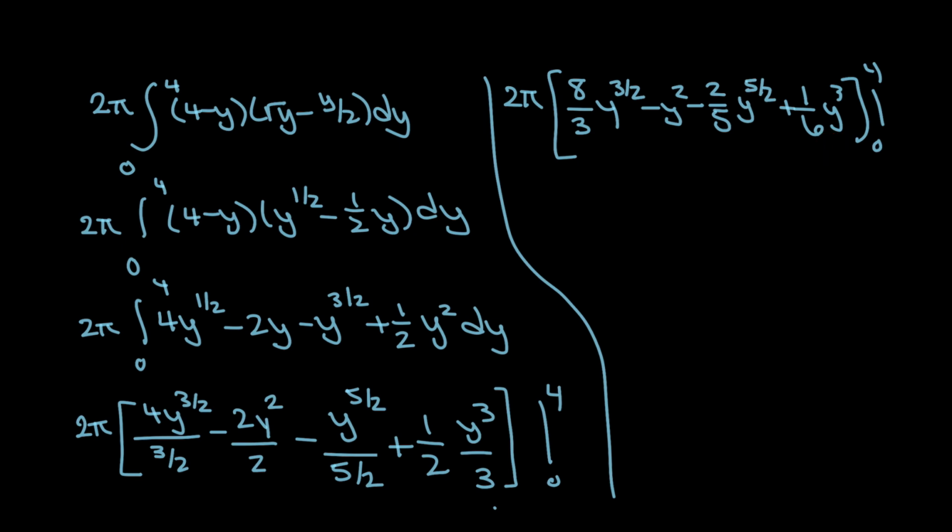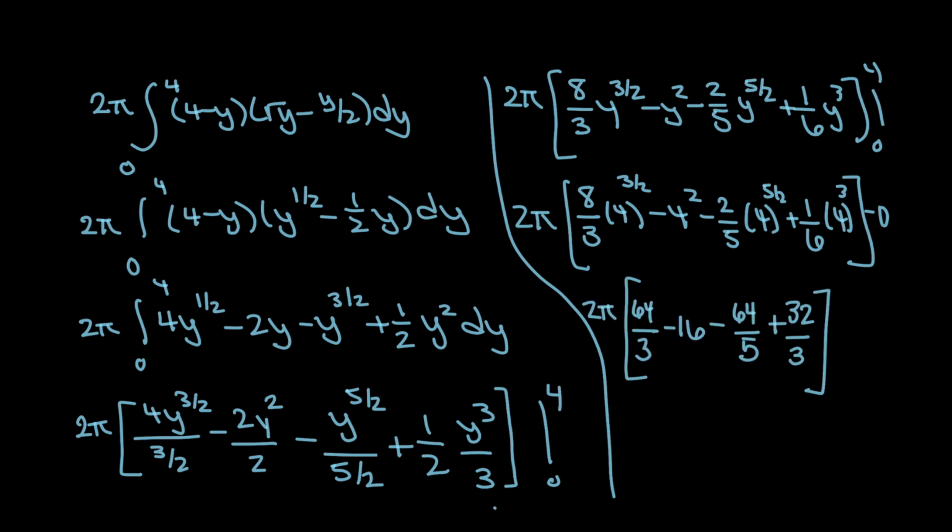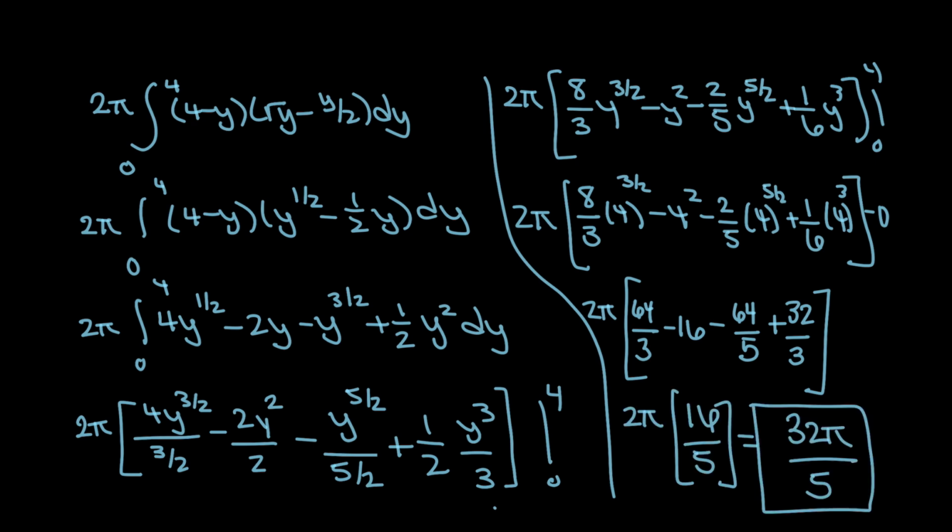All right, finally we can plug in those bounds of integration. So I'm going to plug in 4, and then I'm going to plug in 0. I get 0 when I plug in 0, and subtract those values. And so I did a bunch of arithmetic. Feel free to use your calculator to help you with something like this. And I ended up getting 2 pi times 16 over 5. And if I multiply, that becomes 32 pi over 5.